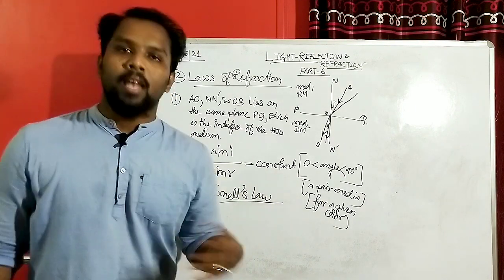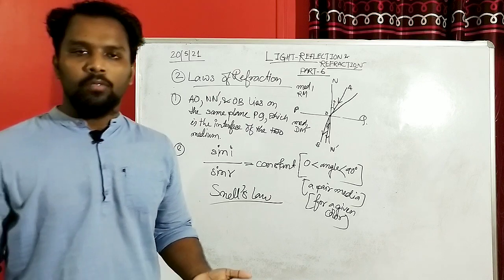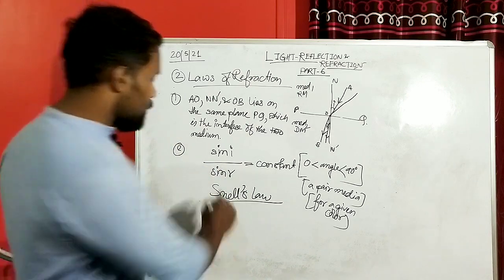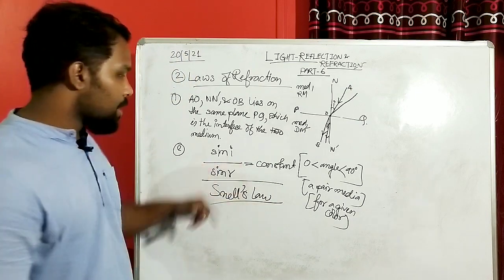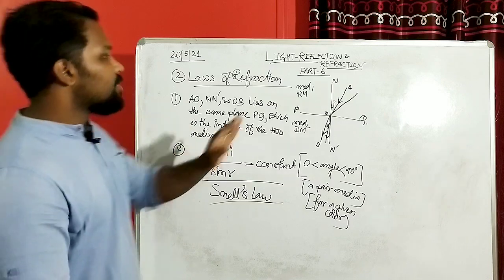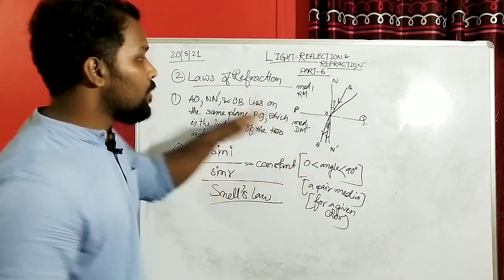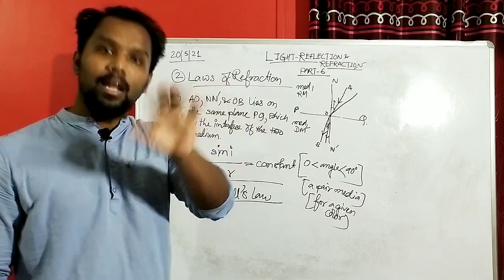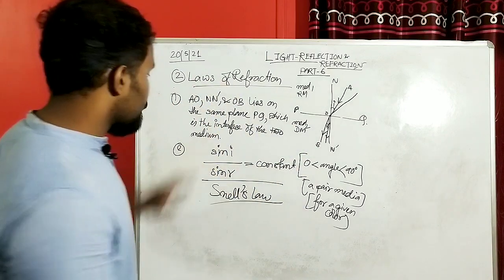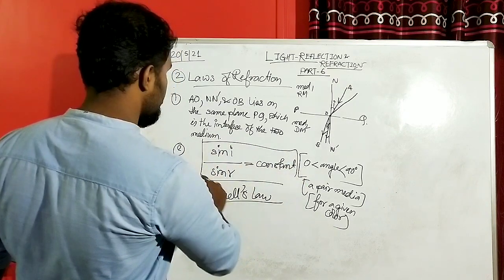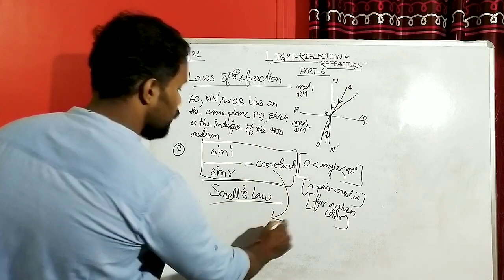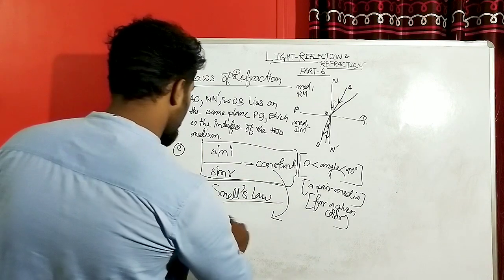There may be a question in your exam: define Snell's law or state Snell's law. You can get 2 marks. First you have to write down the law, then you have to write this sine I by sine R equal to constant. What this law states is that the ratio of sine of angle of incidence to the sine of angle of refraction for a given color or for a given pair of media is always constant. Then you write this equation, sine I by sine R is equal to constant, and that constant is known as the refractive index.